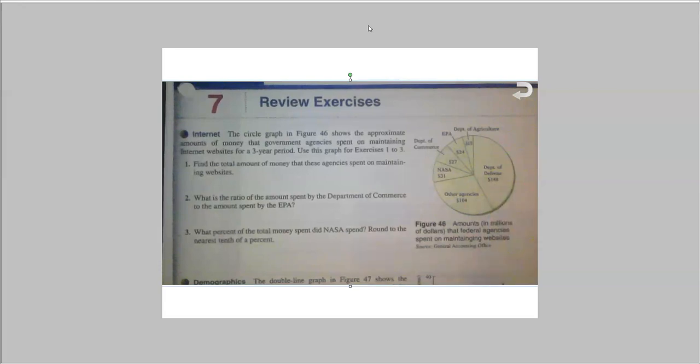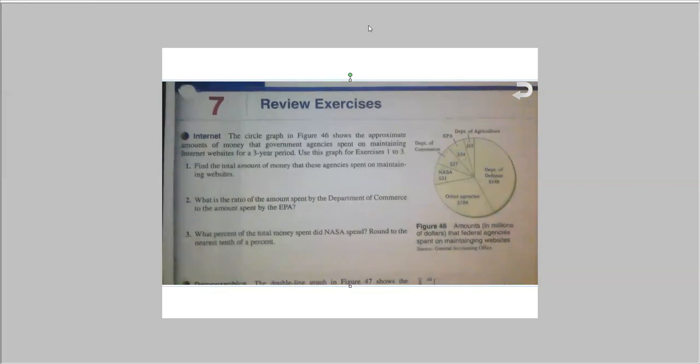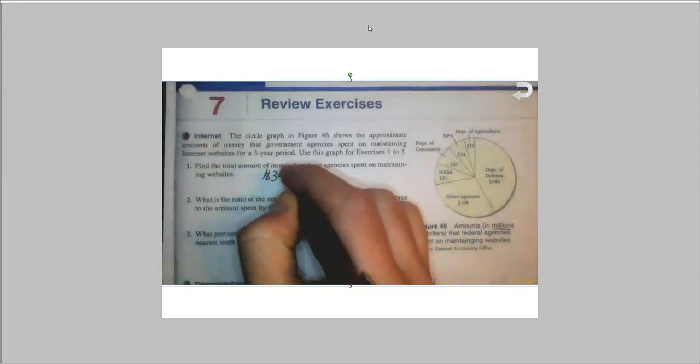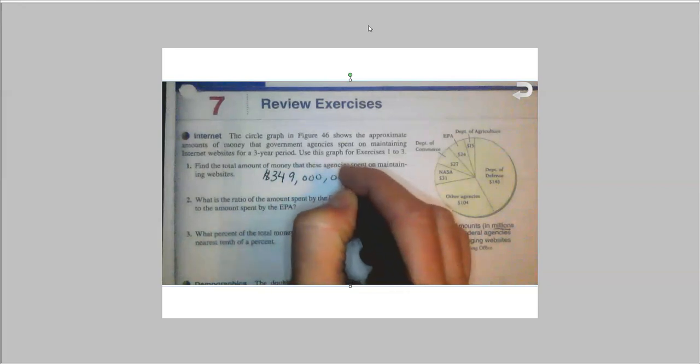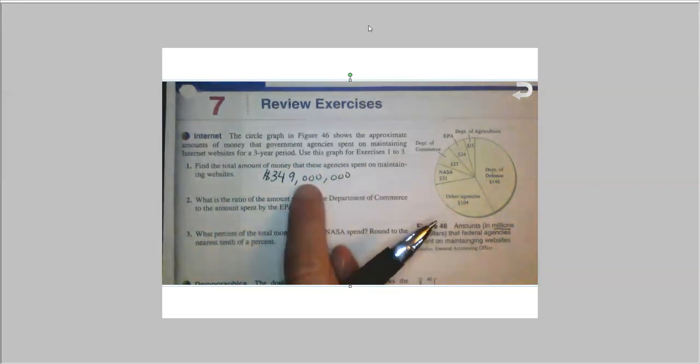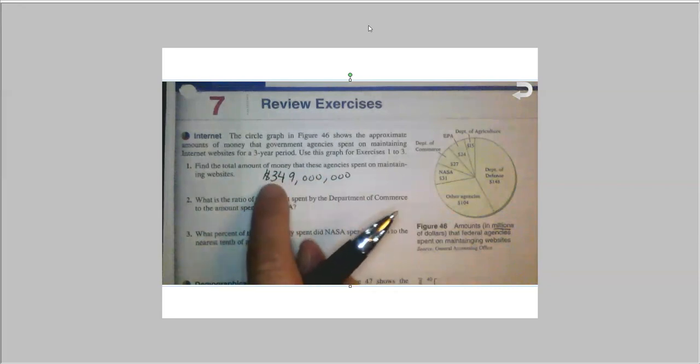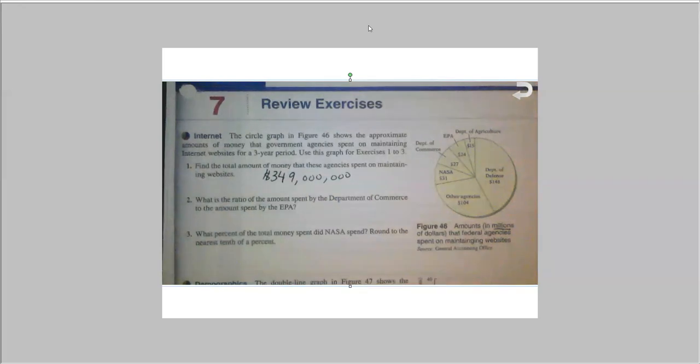Okay, so let's answer some questions. It says, find the total amount of money that these agencies spent on maintaining websites. So total involves adding all of those sectors together. As you add those all together, you're going to get 349. But remember, that is in millions. So make sure to list the appropriate amount. So this is your hundreds section, thousands, and then this is millions. $349 million spent maintaining those websites.